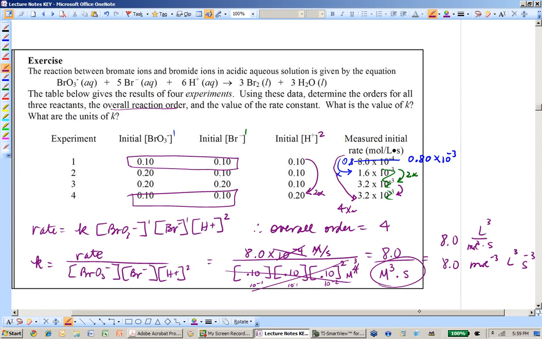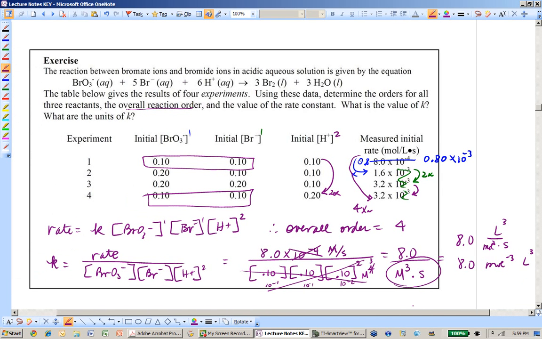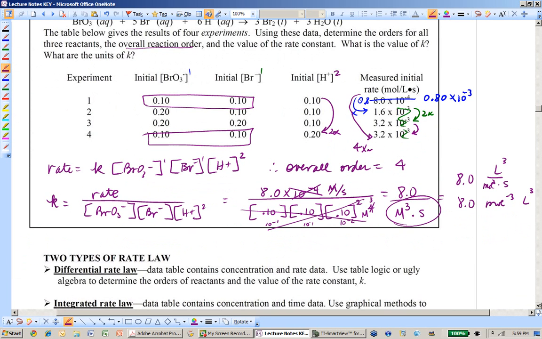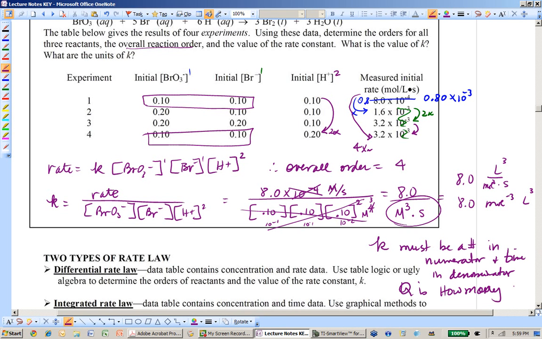So I'm going to let you in on a little secret. This unit thing looks way more complicated than it needs to be. Let's just recap. K has to have a number, must be a number in the numerator, and time in the denominator. So the question becomes, how many molarities? Well, it's an easy little trick. Are you ready for the trick? I don't give you a lot of tricks, but here it goes.